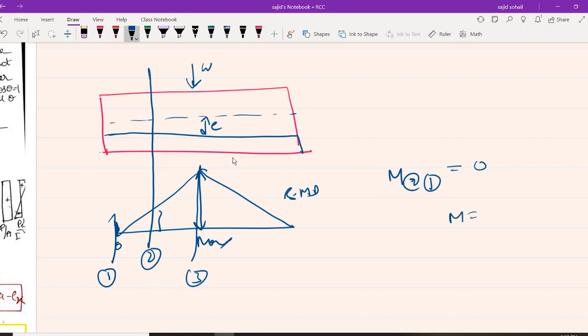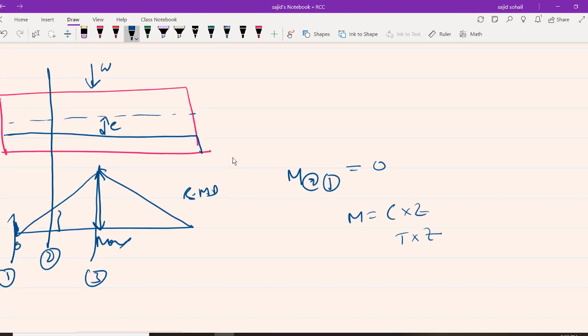I have told you, moment you can write it as C into lever arm or T into lever arm. Remember the concept? In our RCC we wrote this moment as C into lever arm or T into lever arm, where Z is my lever arm. So here I have a problem.